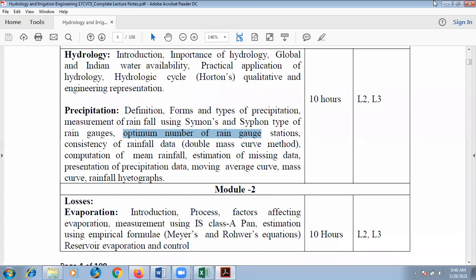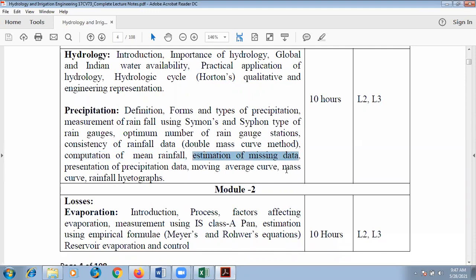Then we check for consistency of data. This is by double mass analysis. Then the mean rainfall computation was done using 3 methods: arithmetic average method, Thiessen polygon method, and isohyetal method. Then estimation of missing precipitation data was done.